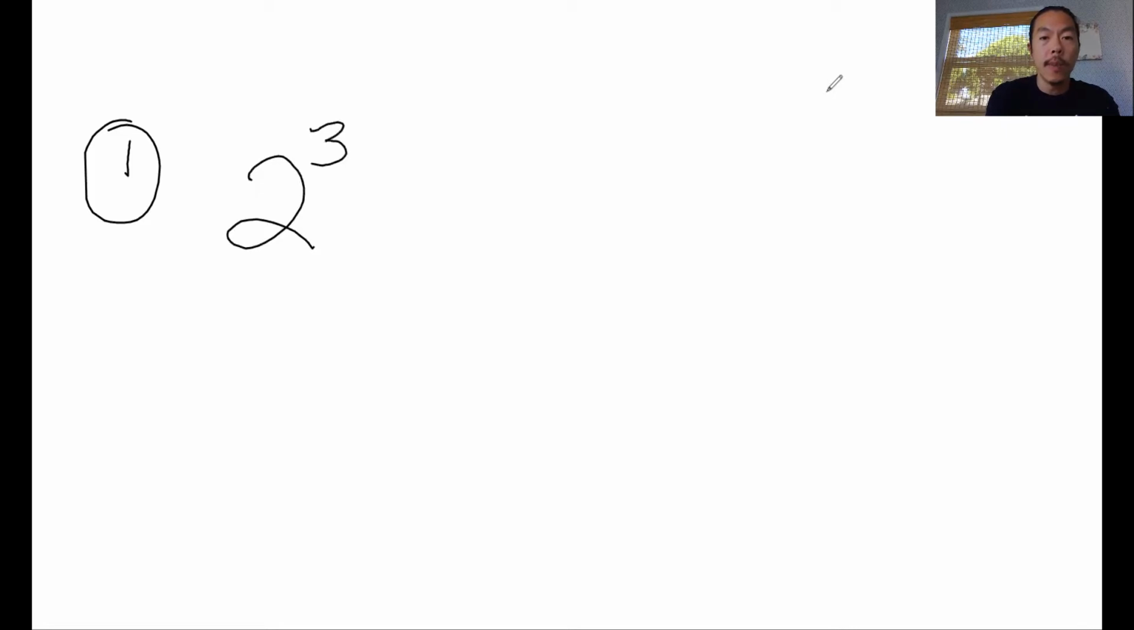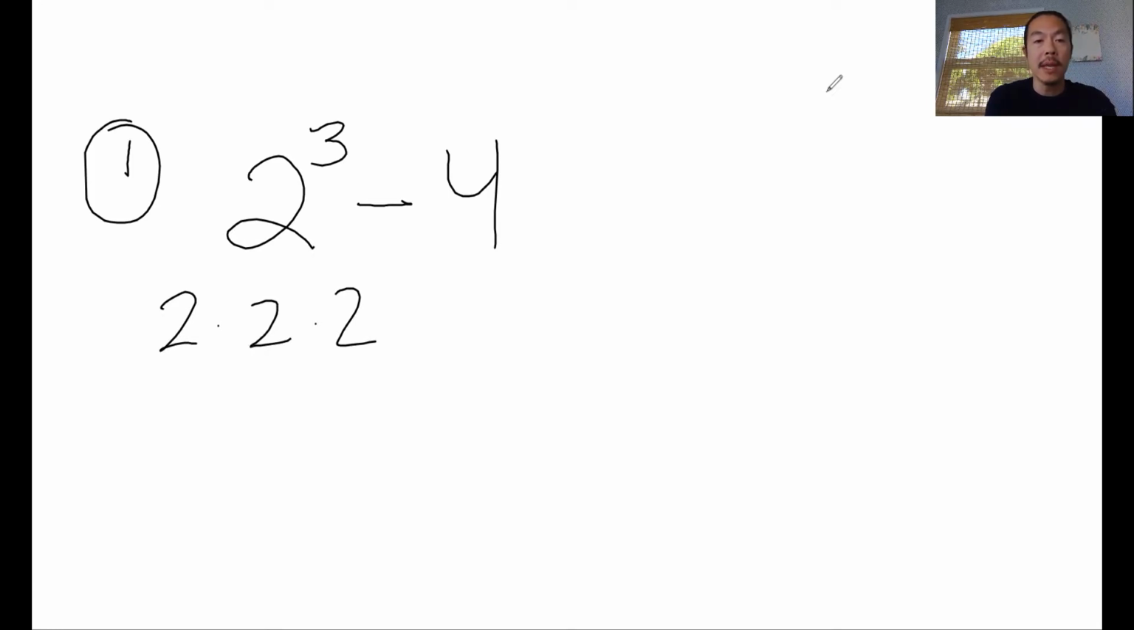The first problem, and I'll circle the number 1, is 2 to the third power minus 4. Okay, 2 to the third power. When you think of 2 to the third power, it's not 2 times 3, because 2 times 3 is 6, and that wouldn't be it. 2 to the third power is 2 times 2 times 2. And that will be 2 times 2 is 4, 4 times 2 is 8. So that would be 8 minus 4, which is 4.